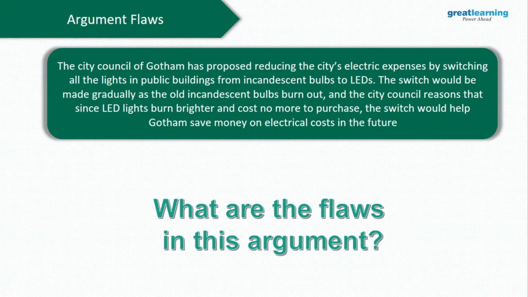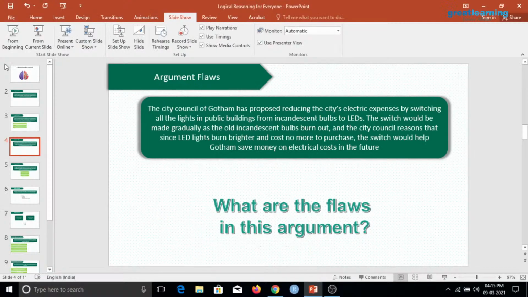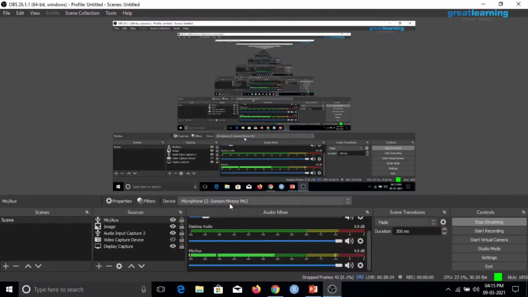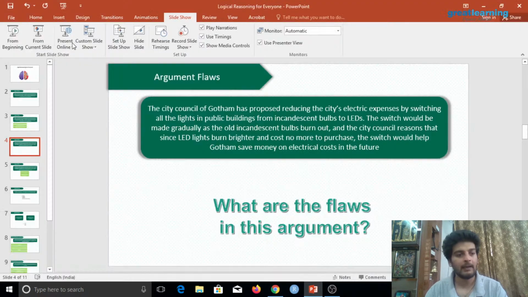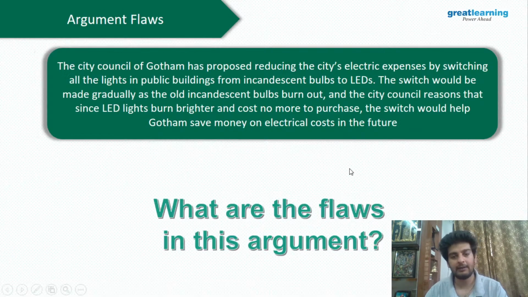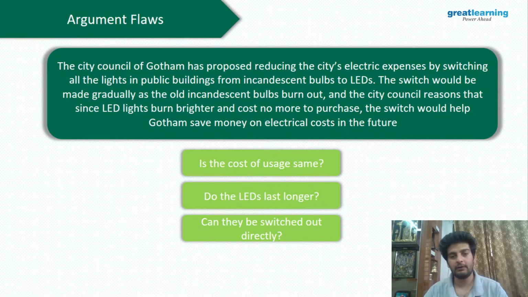Again, I don't really see any answers. So it seems like I'd have to explain this again, right? So let me get my face up over here and let me show the presentation again. And now the first argument over here is what they've given over here is cost of purchase.